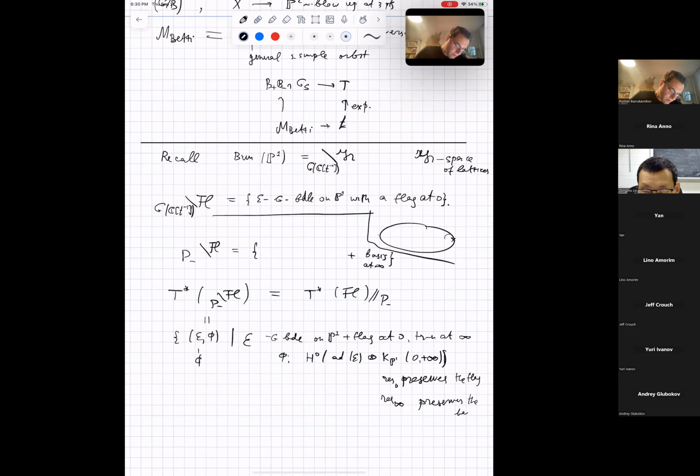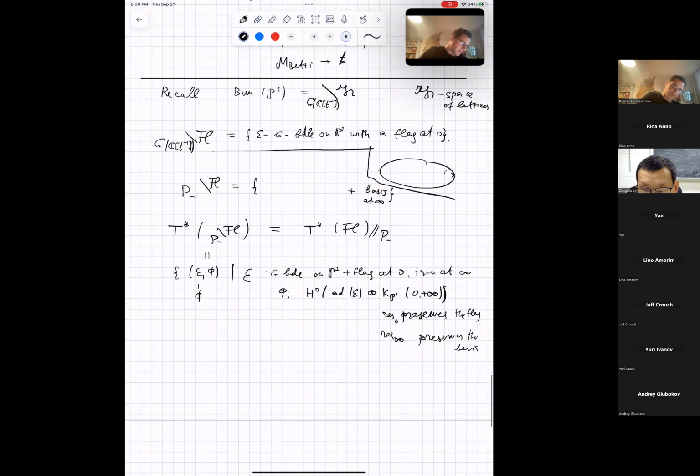But now, since we introduced this character, technically we have to think about the quotient by the kernel of this character. So this will translate into, in our case, E will have at 0 it will be as before, but we'll have an order 2 pole at infinity.